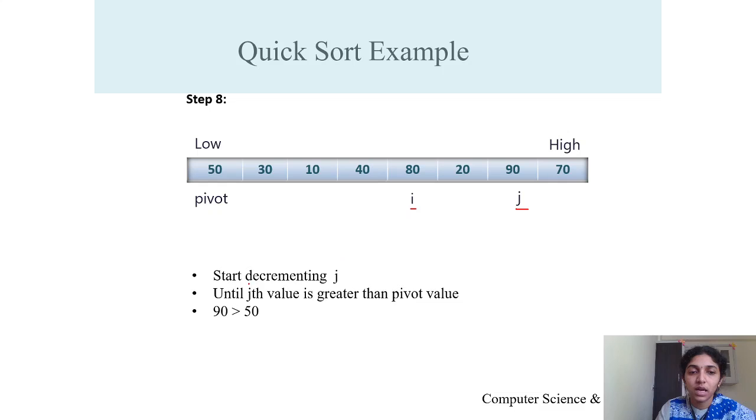Now what do you have to do? Start decrementing j. Now j is how much? 90. Now 90 is greater than 50, so start decrementing j. j will come and point to 20, until the jth value is greater than pivot value. Right, now what happens? 20 is less than 50, now stop decrementing j. j will not get decremented because 20 is less than 50. Okay, that is, 20 is less than 50.